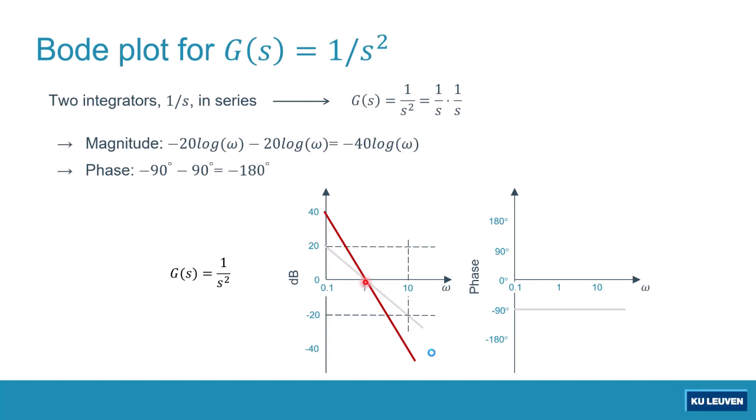What about the phase? Again, for the phase plot, if this gray line is the phase plot of a single integrator, for the double integrators, this will be negative 40 dB per decade for the magnitude plot. For the phase plot, again, for double integrators, the phase plot will be just simply equal to negative 180 degrees all over frequencies.